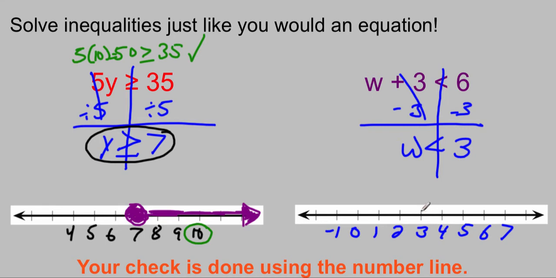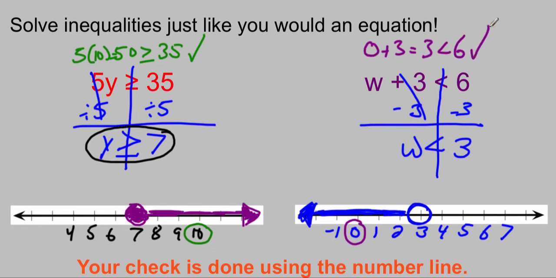Open circle is going to go over the 3. W less than 3 means we need to shade in the numbers that are less than 3 on our number line. So make sure to shade all the way to the end of that number line. Your check is done using the number line, so we're going to choose the 0. Sure. 0 plus 3 is 3. 3 is less than 6, so we have indeed done it right. Okay.